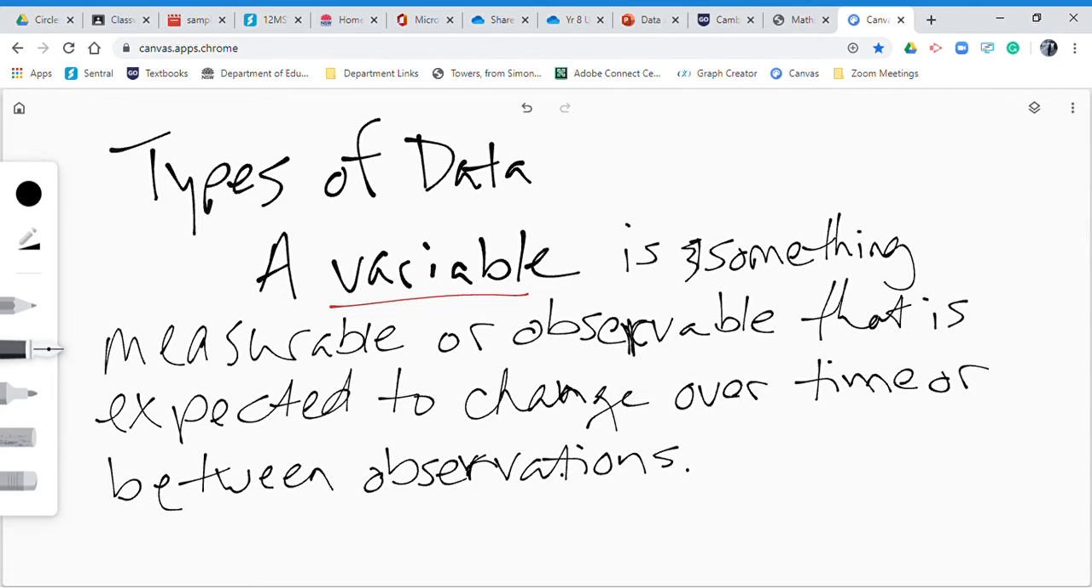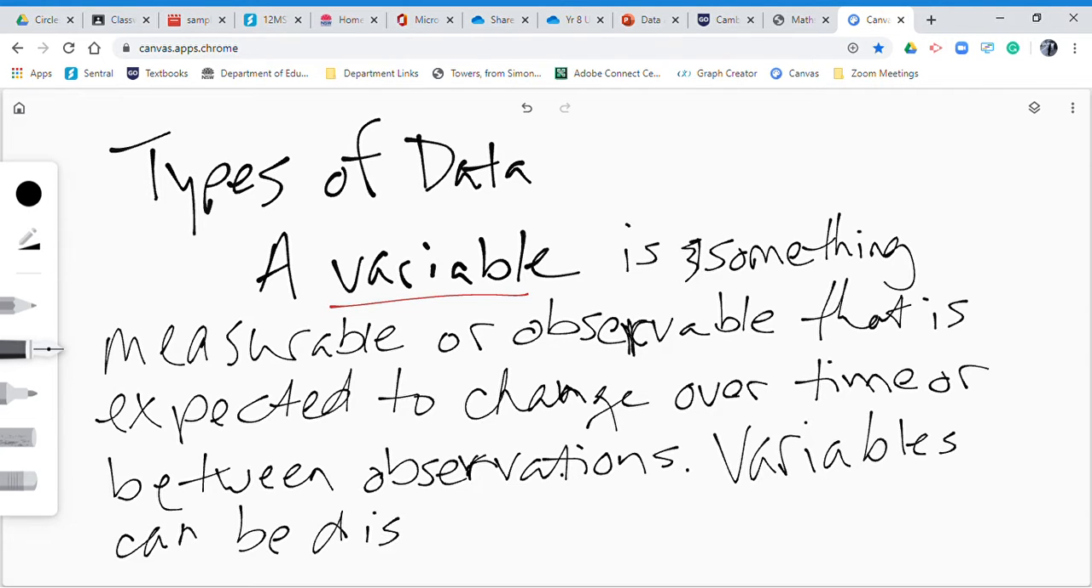The other thing about variables, and this is where we start to branch off from science a bit toward the math side, is that variables can be discrete or continuous.